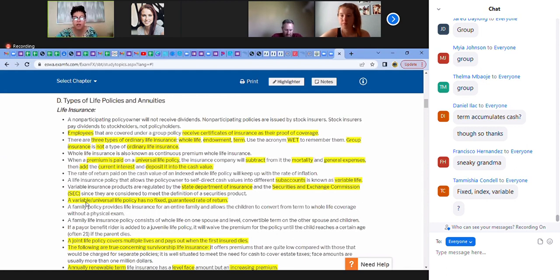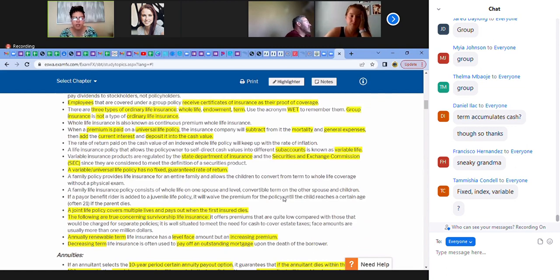So the answer is yes, the state and the SEC regulate anything variable in the market. The state will regulate everything else. If it's variable, the SEC also regulates it. That is a test question. How do you know when it's variable? It either says it, or you see the words accumulation, sub-accounts, or variable. Those are going to be the words for variable products.